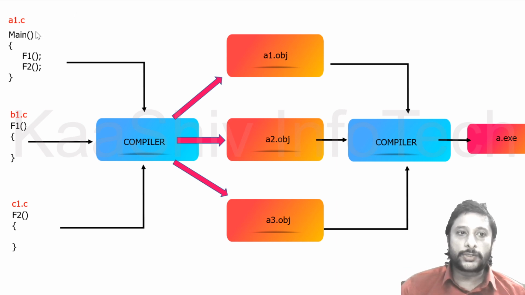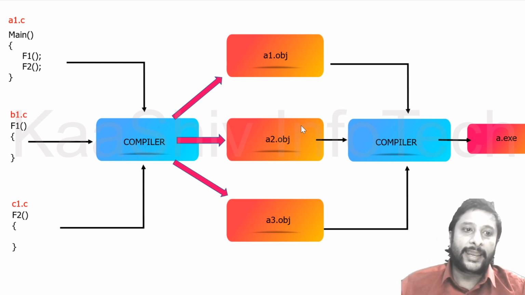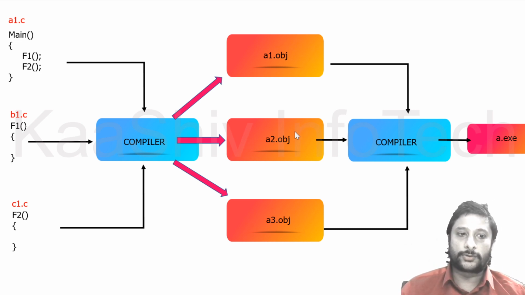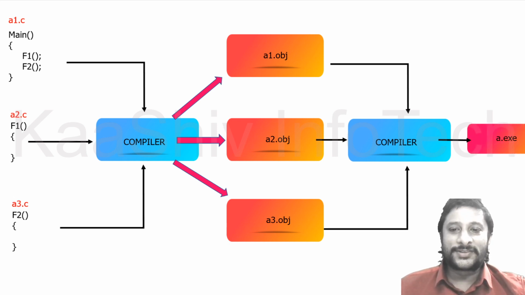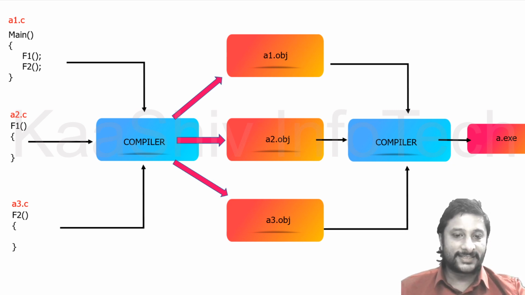So you have your a1.c become a1.object, b1.c become a2. Oh, wrong. It's b1. It's wrong. Sorry, I missed out something. I fixed it. Sorry for that.